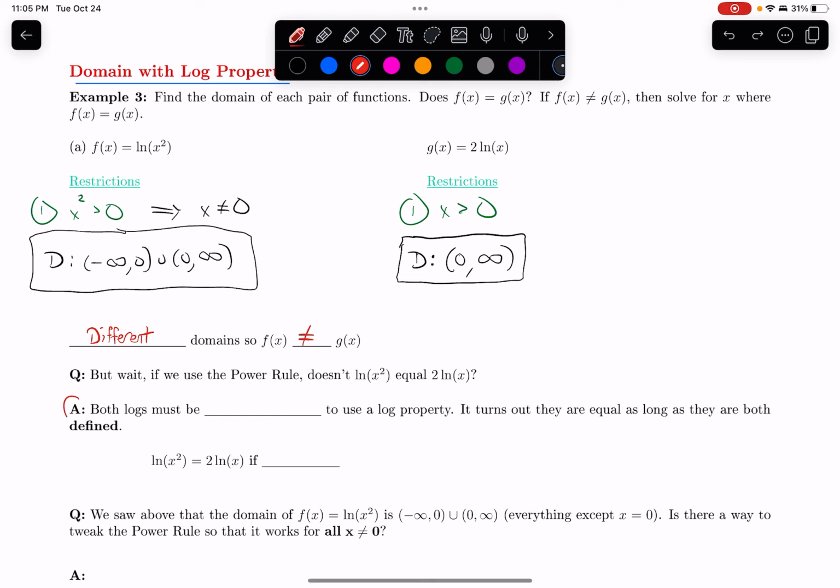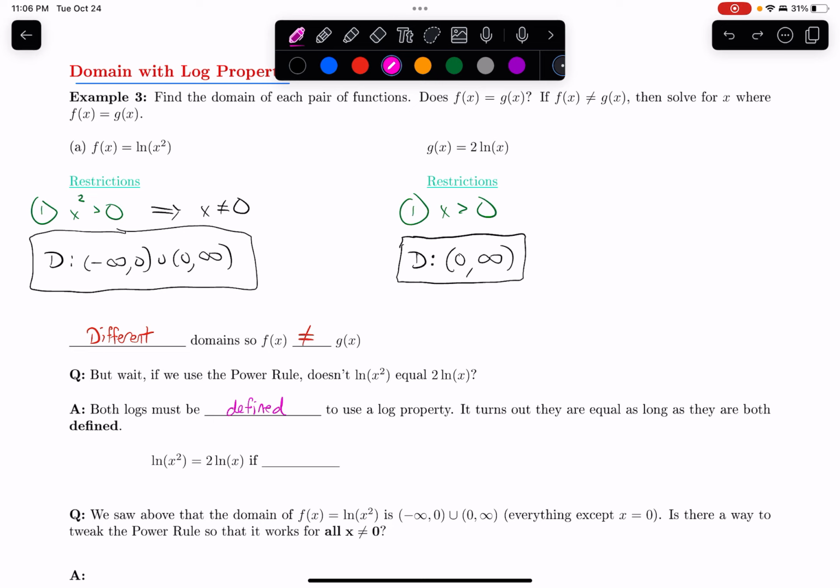So the answer to that is I am deliberately glossing over one important detail of using a log property, which is that both sides, both logs, must be defined. All of our logs have to be defined in order to use a log property. Okay, and these two logs, ln of x squared and 2 ln of x, for them to both be defined, when does that happen?